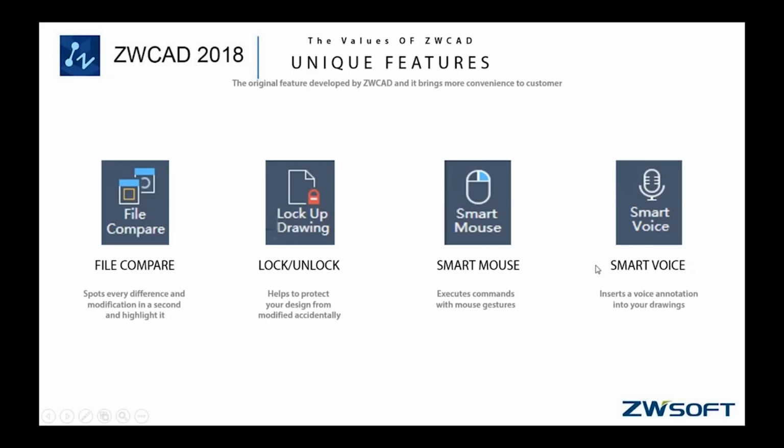And we have another unique function called Smart Voice. By using the Smart Voice function, users can insert a voice annotation anywhere in a drawing. We all understand that speaking is much faster than typing. And unlike text annotation, we can hide the voice annotation by one click if we don't want to show or print the annotations. So that will be much more convenient.